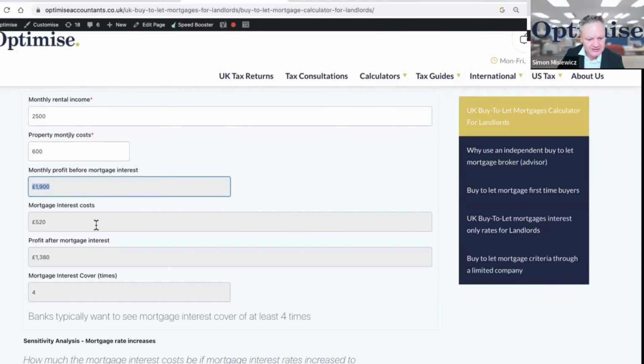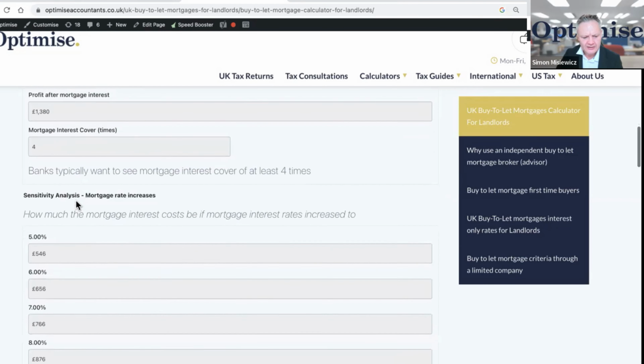And straight away, we can see monthly interest cost is now 520. The profit is 1380, but we're looking at the interest cover, which banks are looking for at least 4 times typically to get you through that mortgage application. Now, what we're looking at is 1,900 compared to 520. It's there or thereabouts 4 times. So hopefully you can start to see, well, that you can get through the application based on this property that you're looking at.